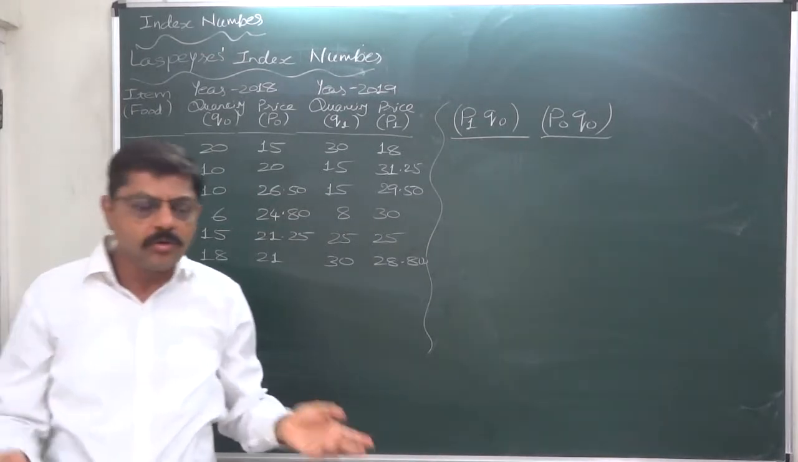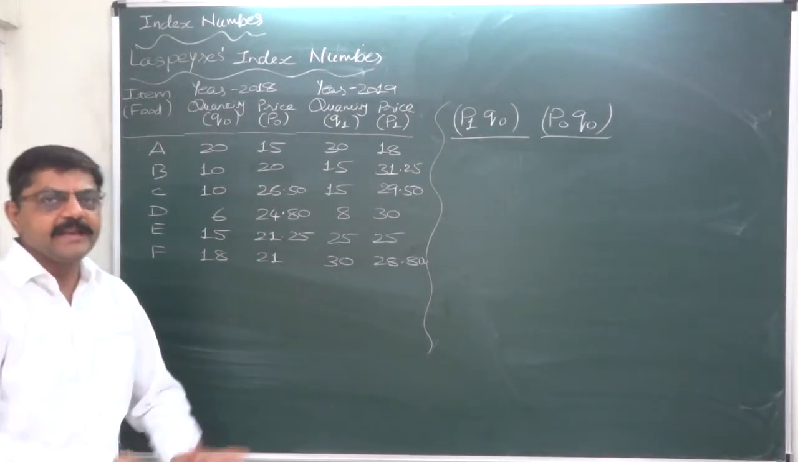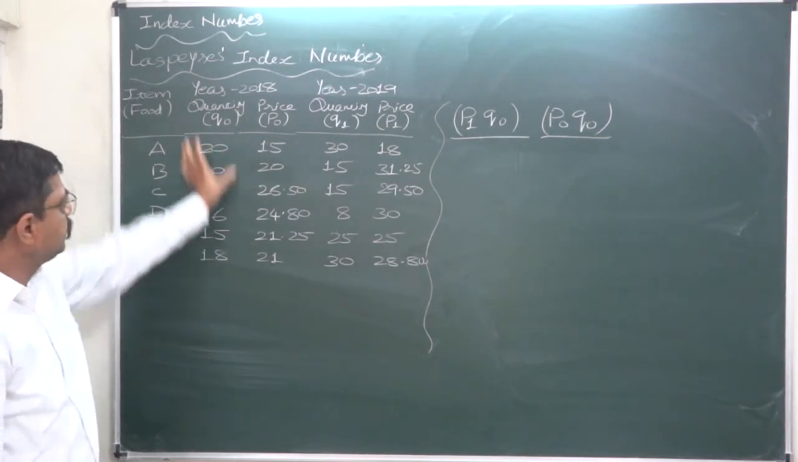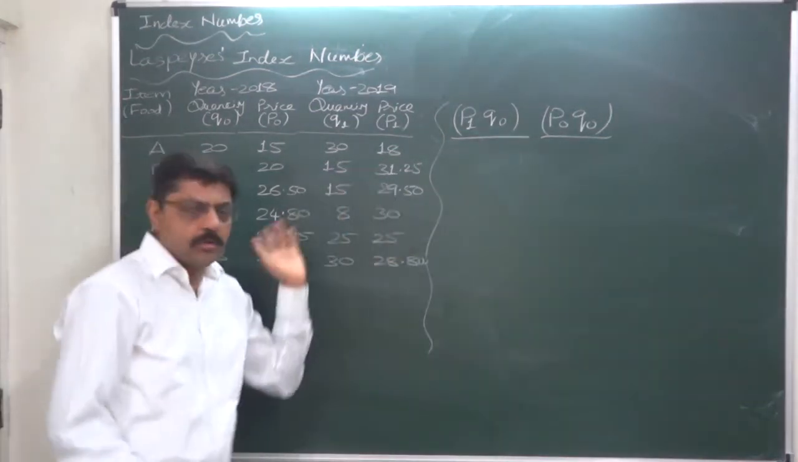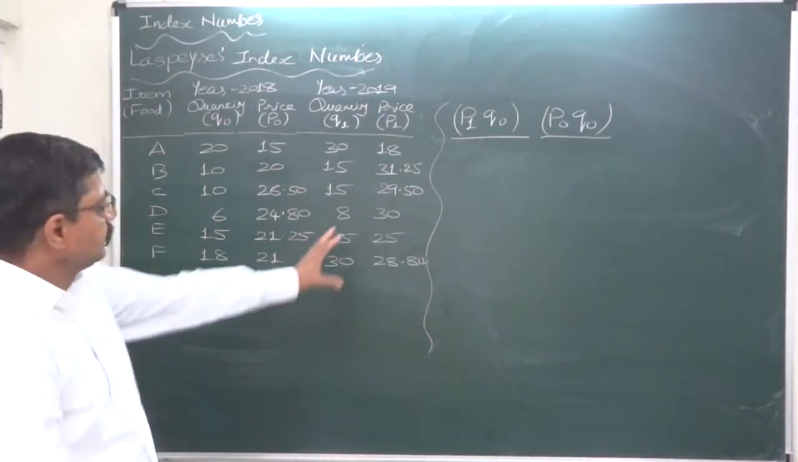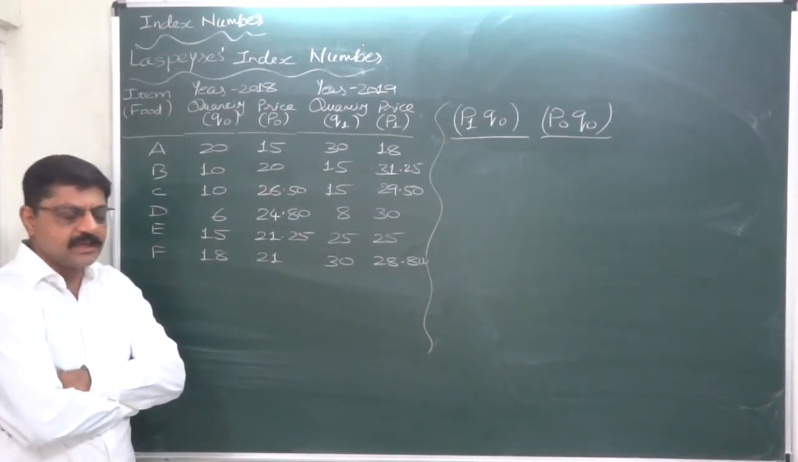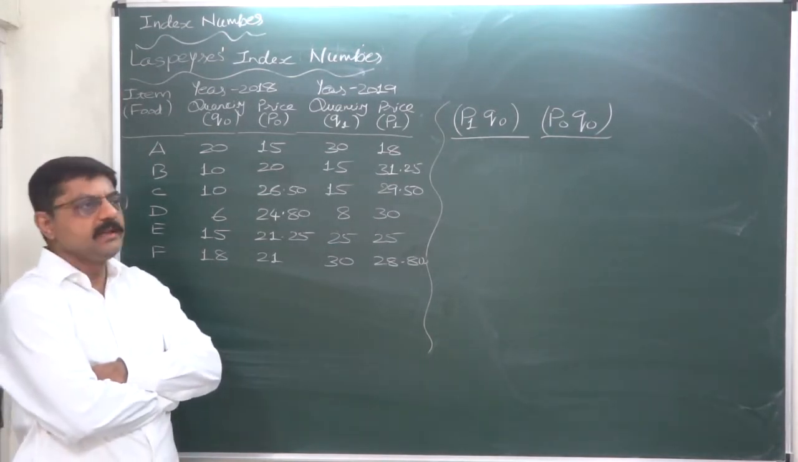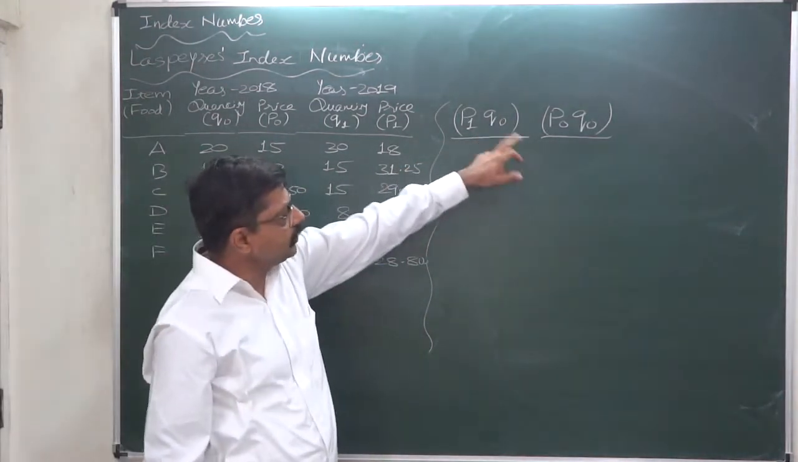But as we know, we need to consider the quantity consumed, and particularly in case of Laspeyres index number, we need to consider the quantity of the base year only. As usual, we have been given all the information about quantity as well as price for the base year as well as the current year. Now we know the formula of Laspeyres index number as we discussed in the last lecture. So we need to prepare 2 more columns to get the required information, and they are P1 into Q0, P0 into Q0.